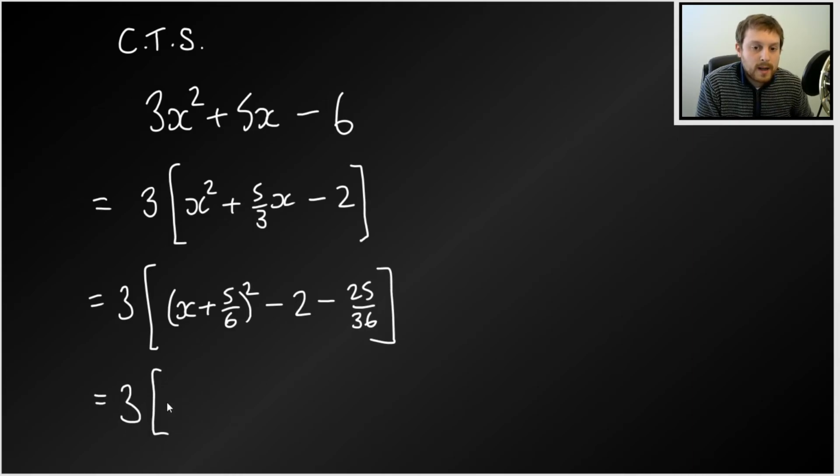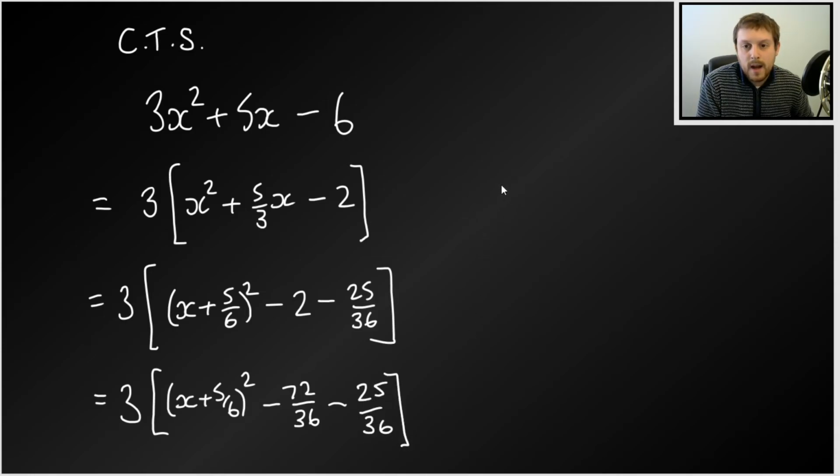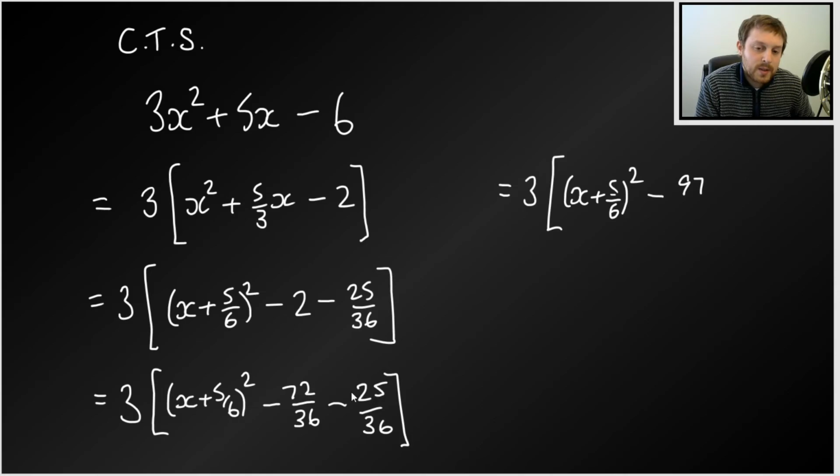still minus 2, but now minus 25 over 36, which is 3 lots of this big bracket, x plus 5 over 6 all squared, minus, I guess this is 72 over 36, because 72 divided by 36 is 2, minus 25 over 36, so that's still there. Continue up here. This is 3 big brackets, x plus 5 over 6 all squared, minus 97. 72 take away 25 is 97. So minus 97 over 36.